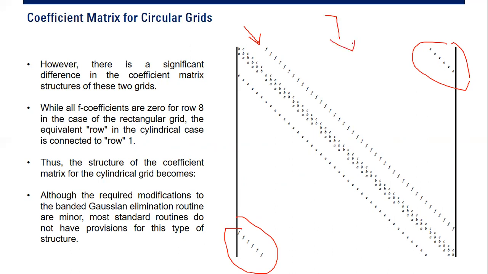Although the required modifications to the banded Gaussian elimination routine are minor, most standard routines do not have provisions for this type of structure. Of course, for circular grids it becomes more complicated, and most standard routines do not have provision for this type of structure, unfortunately.